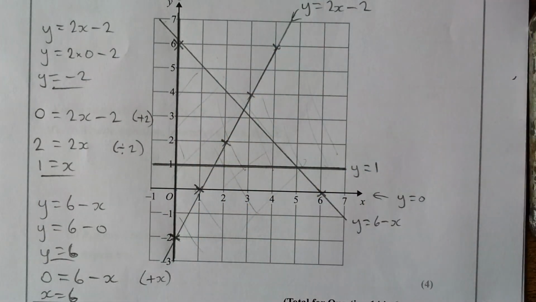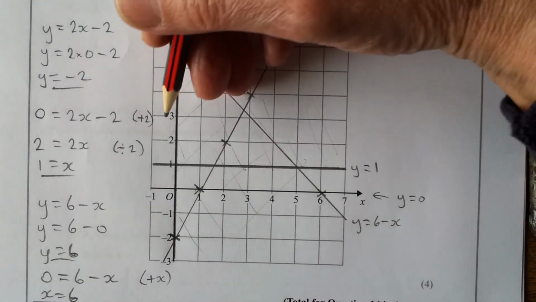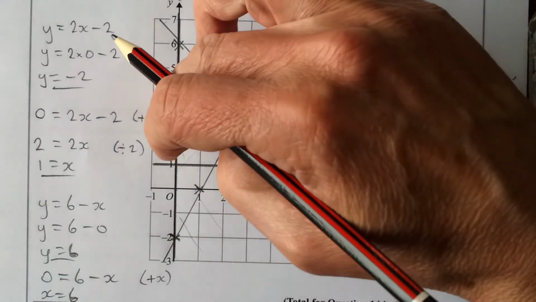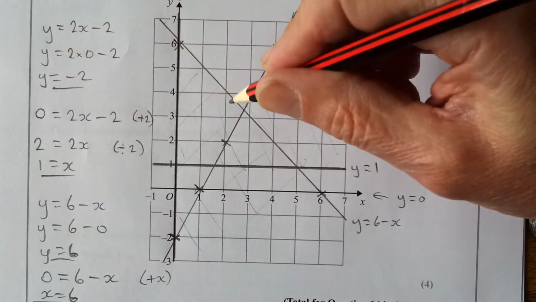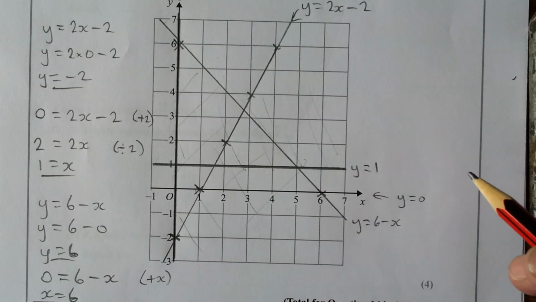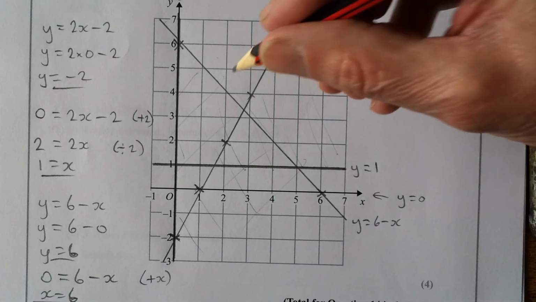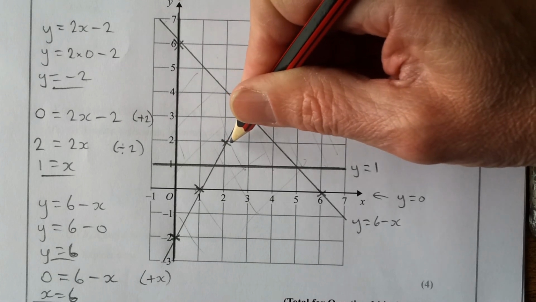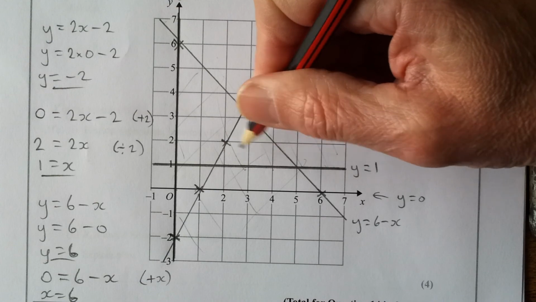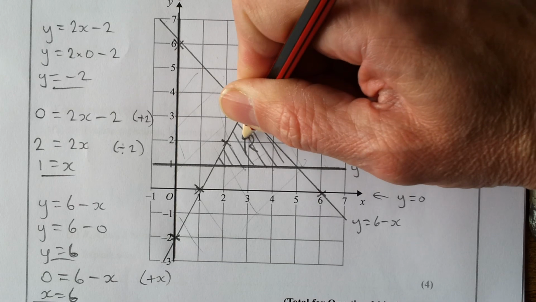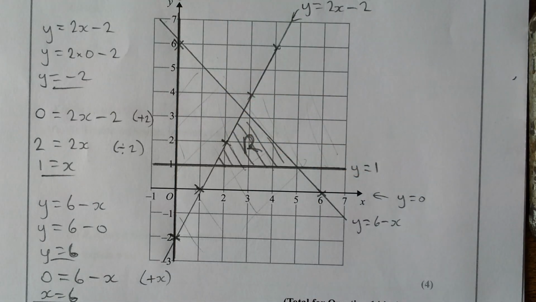And the last one is x is greater than 0, so we want up there. If you take all of those into account, greater than 0 is in there, greater than 1 in there, less than this one, and less than this one. So this is the region here. R. And that's it.